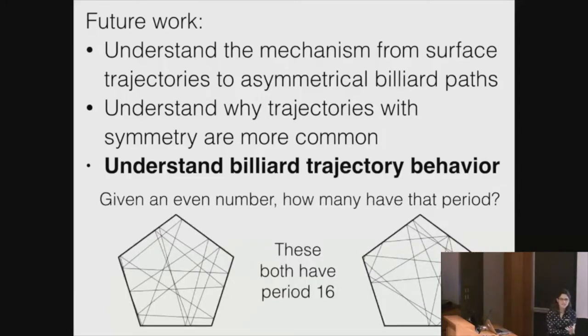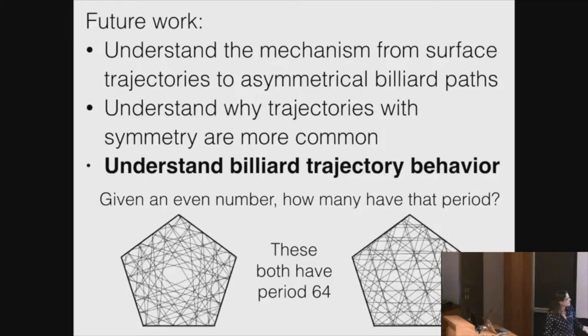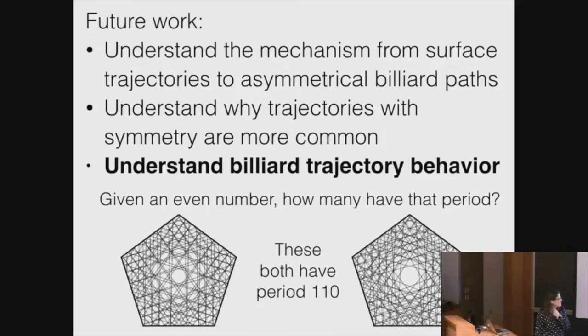Then, okay, fine. So basically every even number arises, everyone other than those 4 that I said. Pick your favorite even number. How many have that period? These don't seem super related, but they both have period 16. These have period 40. 64, look at this one, huh? It has this hole in the middle, but it's a kind of asymmetrical hole. Kind of cool. 110, are they related? I don't know.